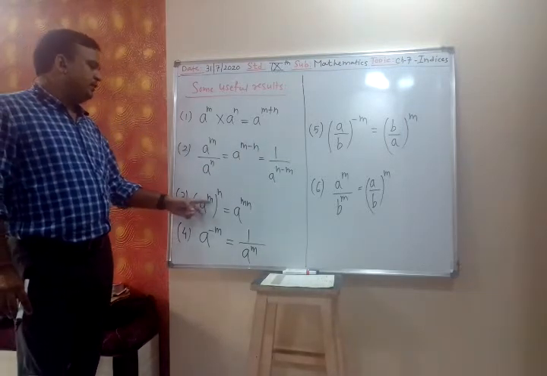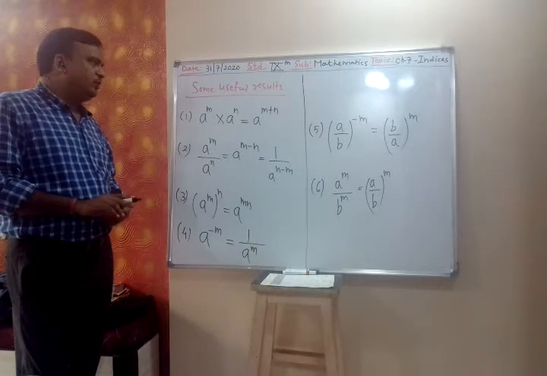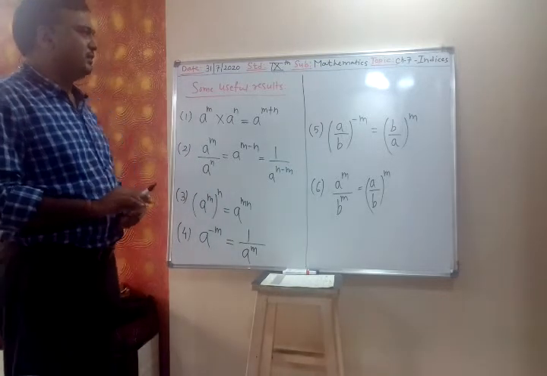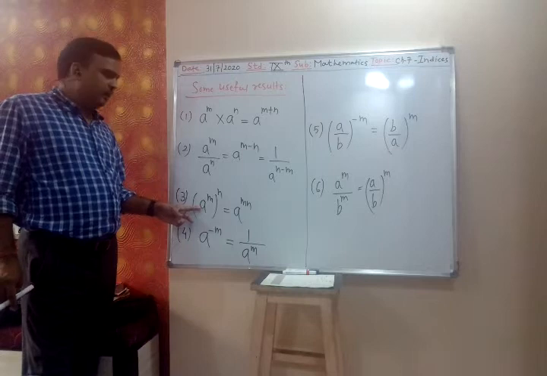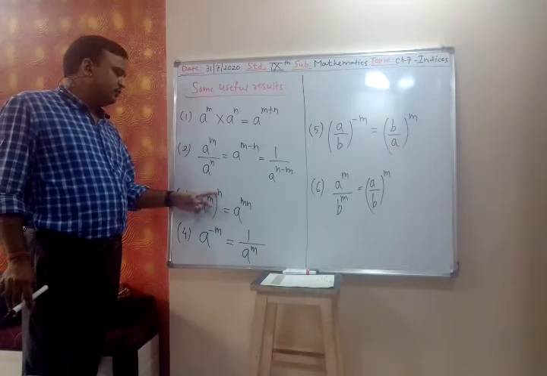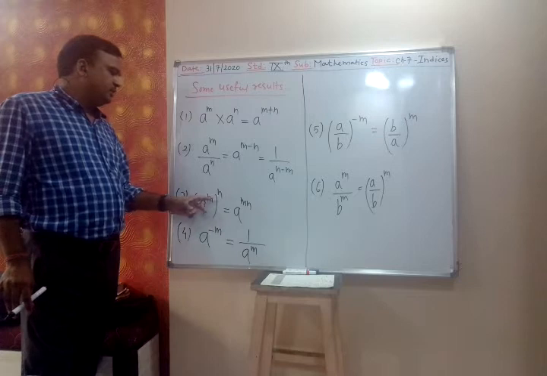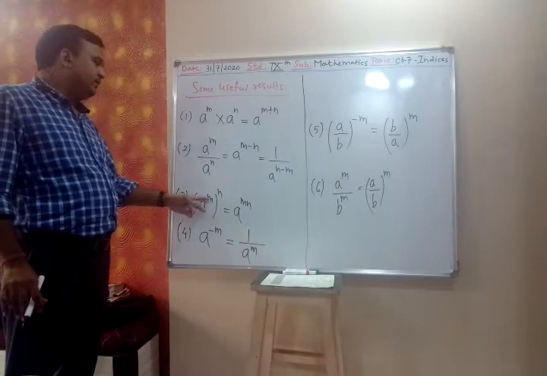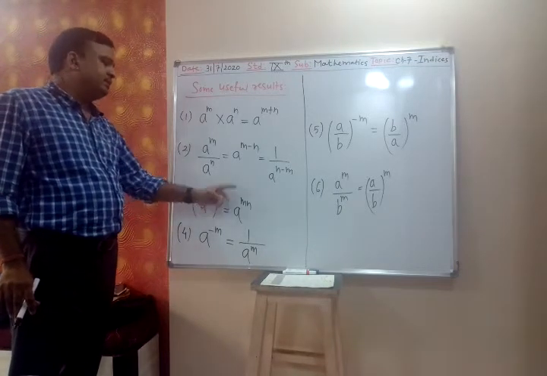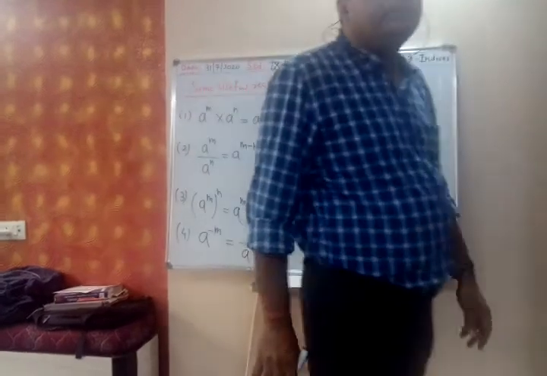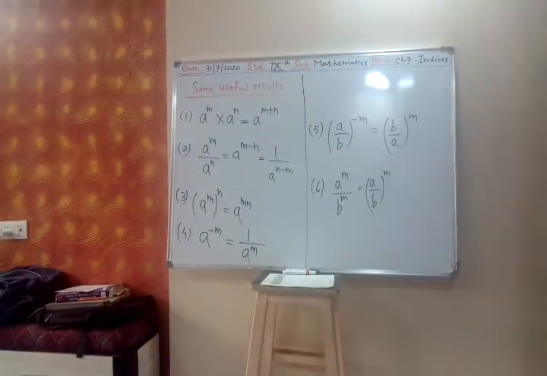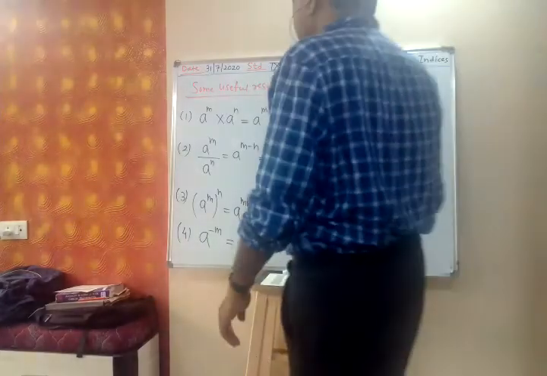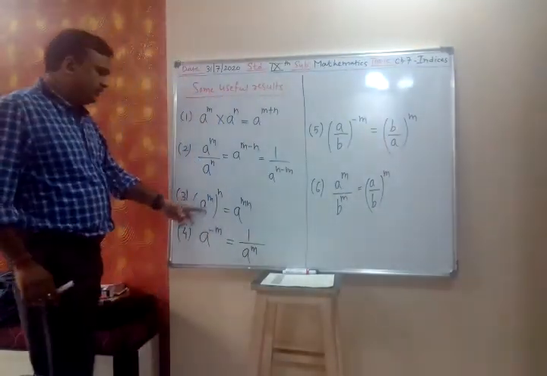Now a raised to m raised to n. New chapter, 7th chapter, indices. A raised to m raised to n. So power raised to power. Power raised to power, we multiply the powers. So a raised to m raised to n, we write a raised to m into n.